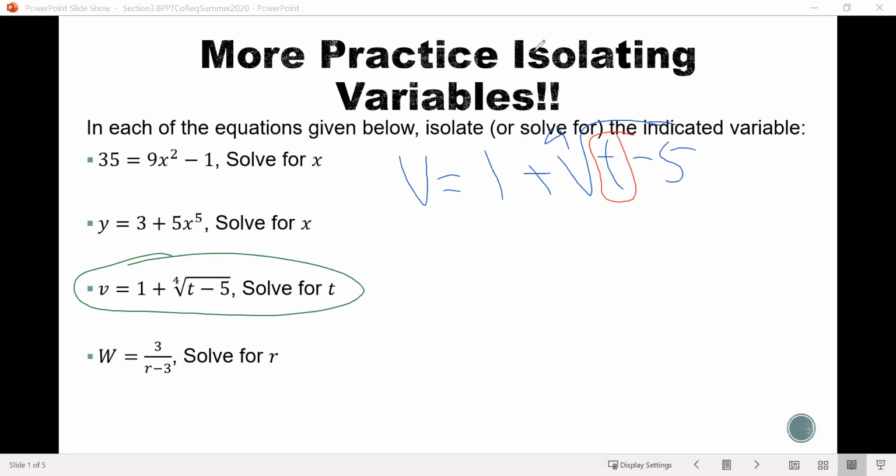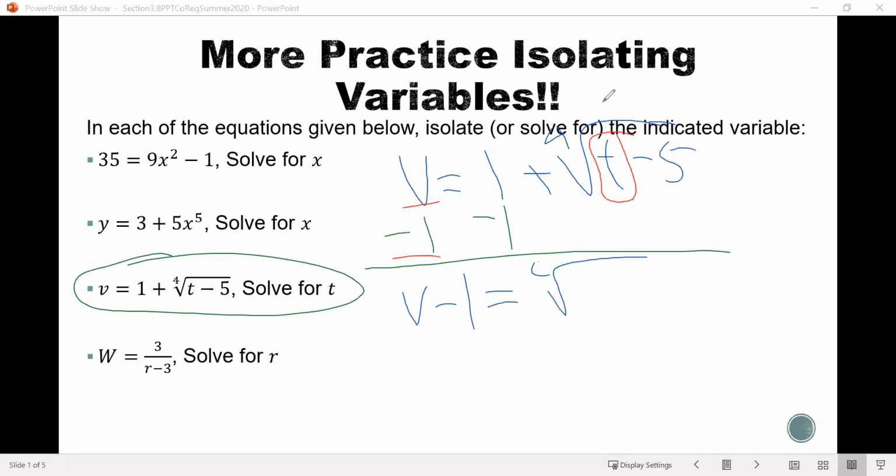So we're going to start here by just taking care of the constant being added by itself out there, so we'll subtract 1 from both sides. Notice here the v and the minus 1 are not like terms, so we cannot combine them, so this will stay as v minus 1 equals, and on the right hand side we have the 4th root of t minus 5.